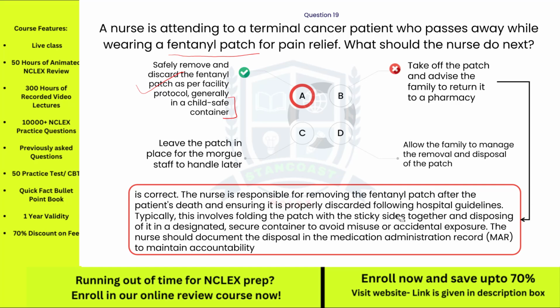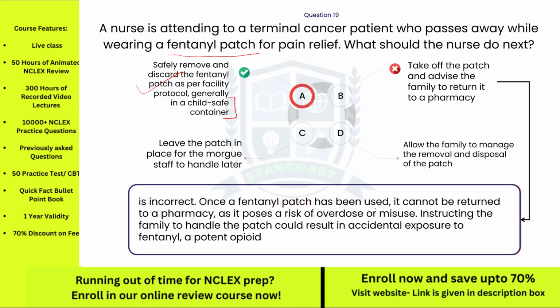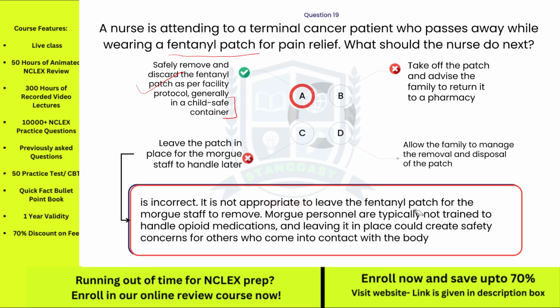B is incorrect. Once a fentanyl patch has been used, it cannot be returned to a pharmacy as it poses a risk of overdose or misuse. Instructing the family to handle the patch could result in accidental exposure to fentanyl, a potent opioid. C is incorrect. It is not appropriate to leave the fentanyl patch for the morgue staff to remove. Morgue personnel are typically not trained to handle opioid medications, and leaving it in place could create safety concerns for others who come into contact with the body.